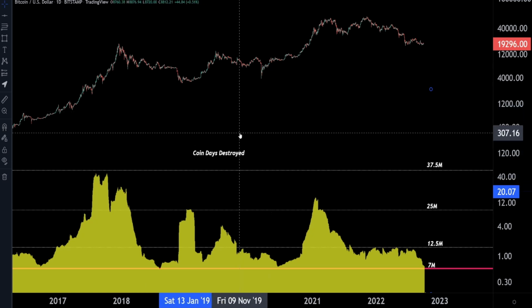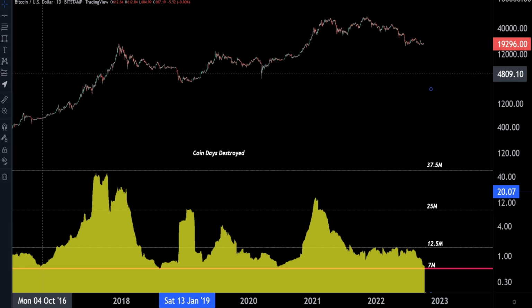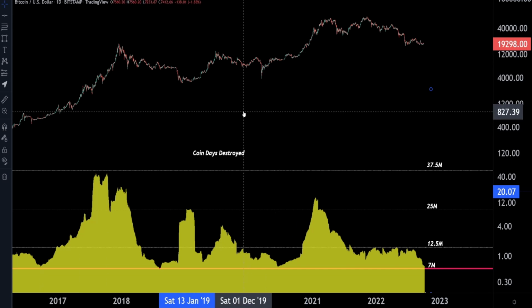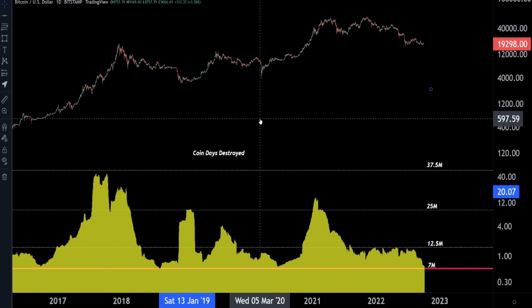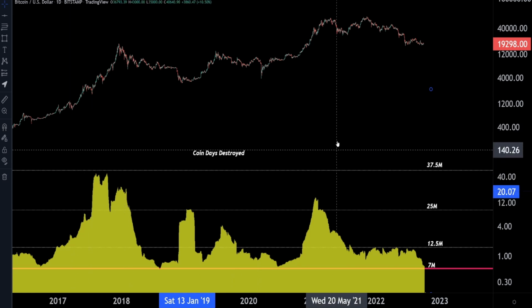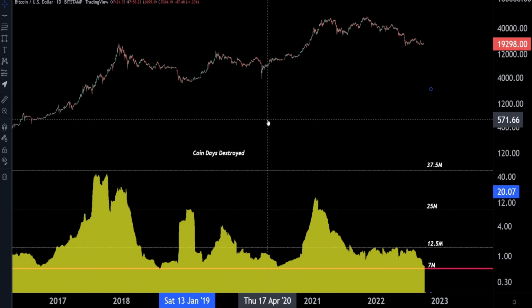This is the coin days destroyed. What this means is, if you have a coin that you've held for, let's say, 365 days, and you sell it, you destroyed 365 coin days. So this takes all of the coins, looks at their age at the last time that they moved, and tells you how many days were destroyed on any given day.